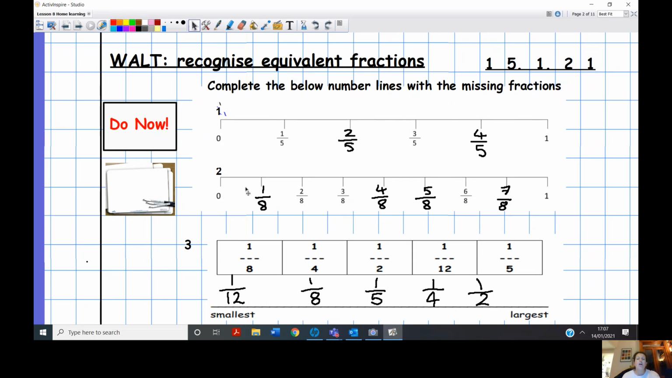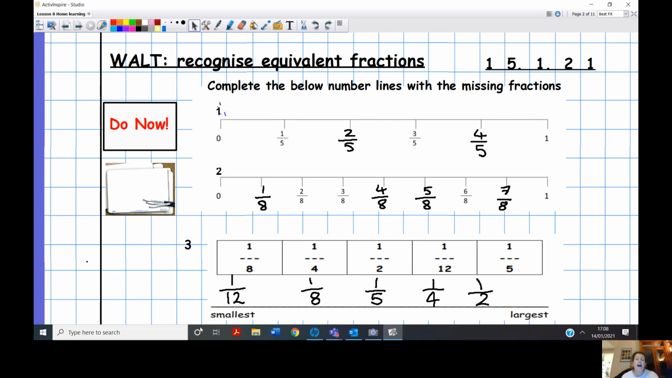The second one: 1/8, 2/8, 3/8, 4/8, 5/8, 6/8, 7/8. We are just counting all the parts here. So this is 1 part, 2 parts, 3 parts, 4 parts, 5 parts, 6 parts, 7 parts, the whole, 8 parts of 8. So you can just see here the numerator is increasing by 1.